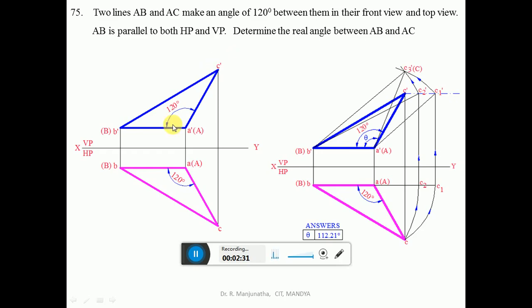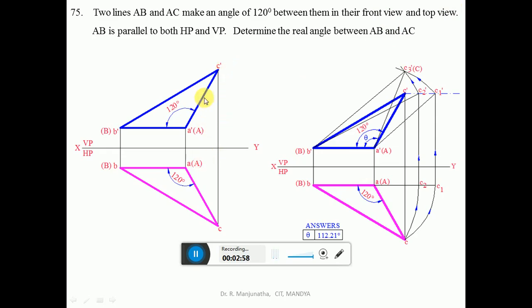Darken all three lines, A dash, B dash and C dash. So this makes an angle of 120 degrees in their front views and top views. This is the true length, but this line will be inclined, and this will also be inclined, in their front views and top views. This is actually the front view that he has given. This is also the front view that he has given. So you get this point as C dash.